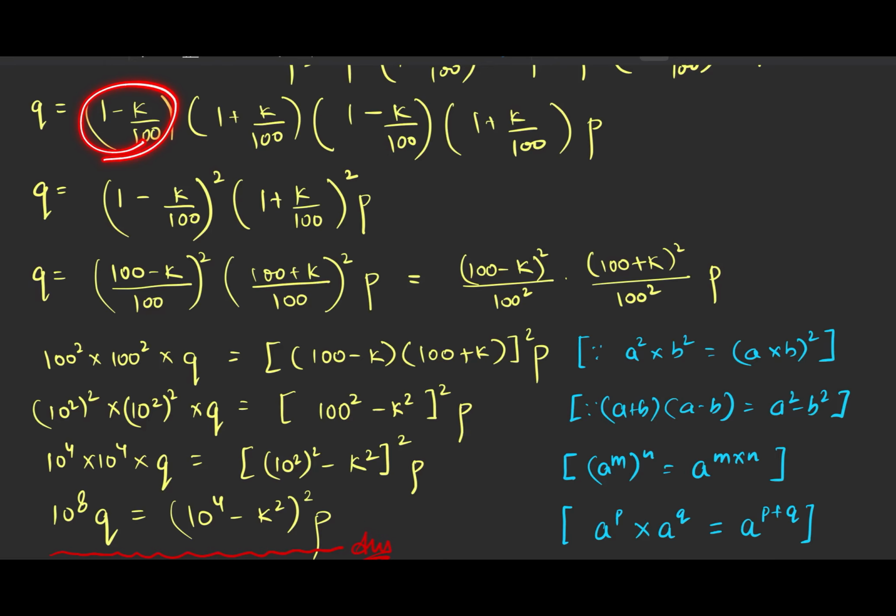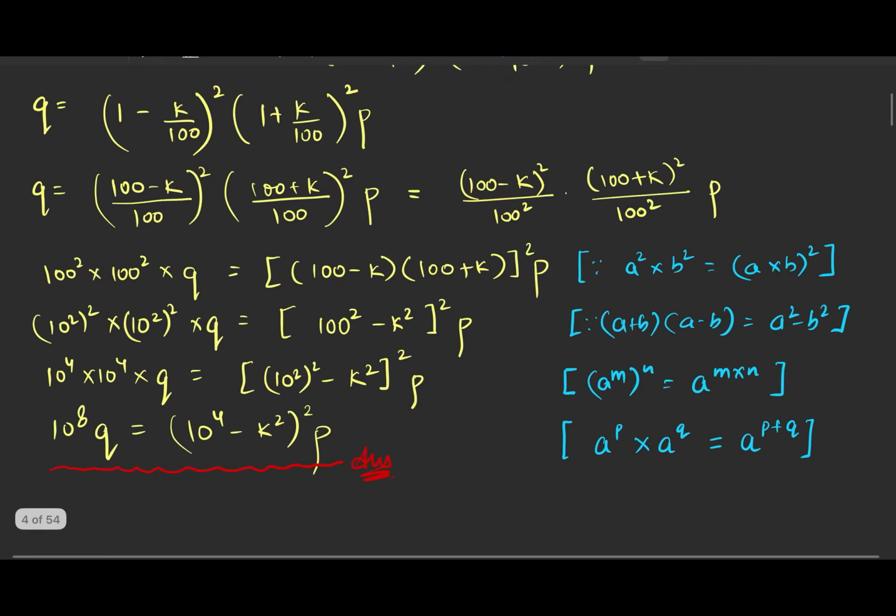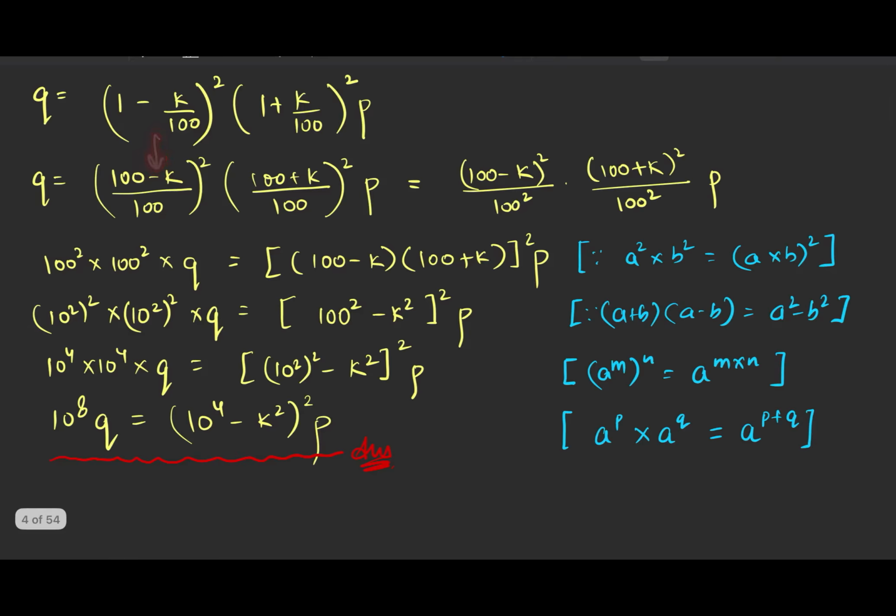Now we see that this and this term is occurring twice. So same terms, when multiplied, become a square. Similarly for 1 plus k by 100, it becomes a square. This is basic fraction, subtraction and addition. So if you are not very good at this, you must practice the fraction part here: fractions, addition, multiplication, division. 100 minus k by 100 becomes (100 minus k by 100) square, and (100 plus k by 100) square.